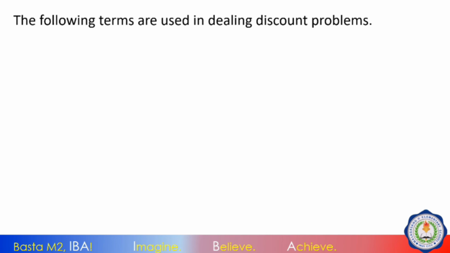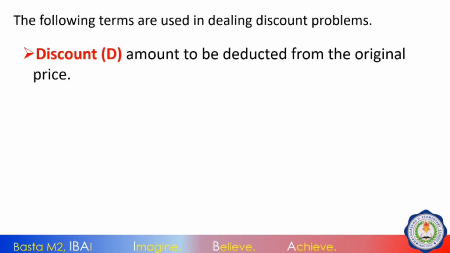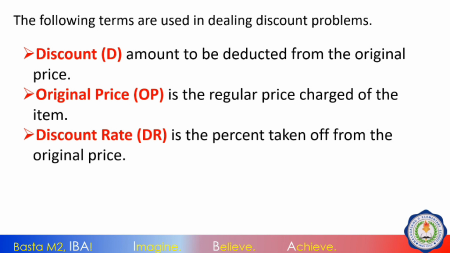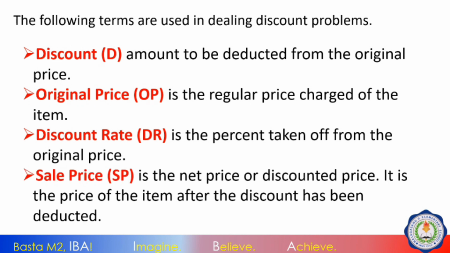These are the following terms that we need to understand before solving discount problems. Discount, or letter D, is the amount to be deducted from the original price. Original price, or OP, is the regular price charged of the item. Discount rate, DR, is the percent taken off from the original price. Sale price, or SP, is the net price or the discounted price. It is the price of the item after the discount has been deducted.